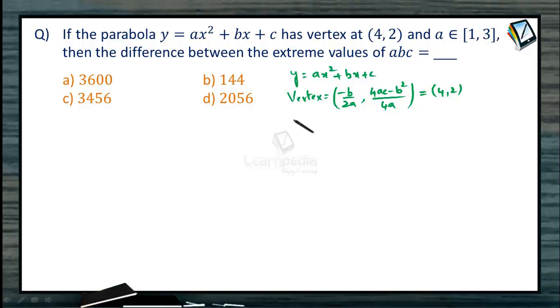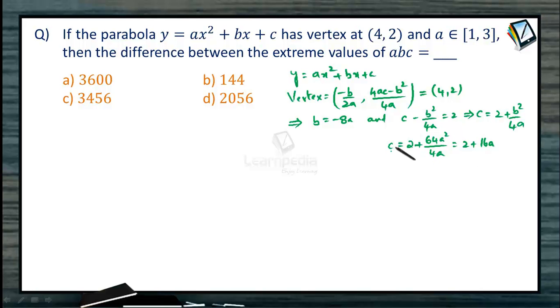what do we get? Two relations on a, b, c, which gives b as -8a, and another relation that gives c - b²/4a is 2. Can we rewrite the second expression as c = 2 + b²/4a? Now again, using the first relation in this, we can also rewrite c as 2 + 64a²/4a, or simplifying this, 2 + 16a. Now we got the c value expressed in terms of a as well as the b value expressed in terms of a.